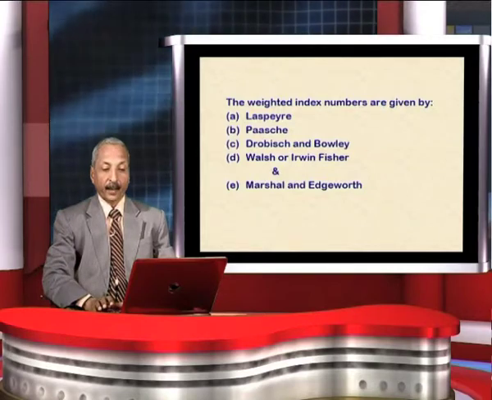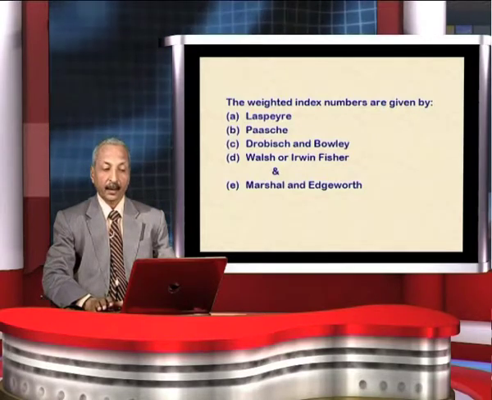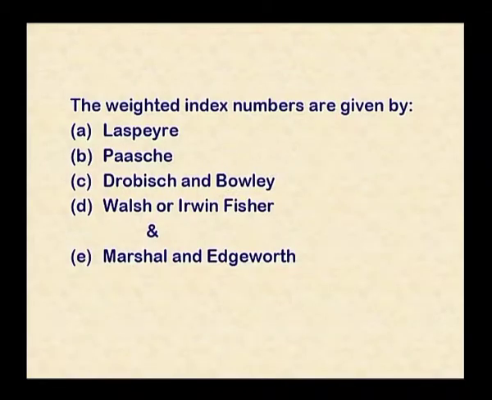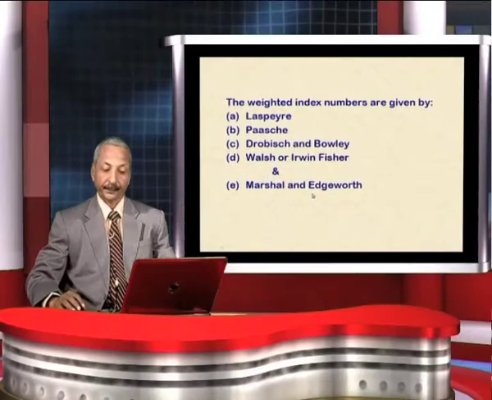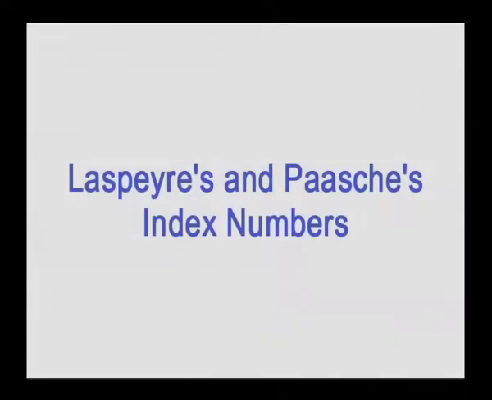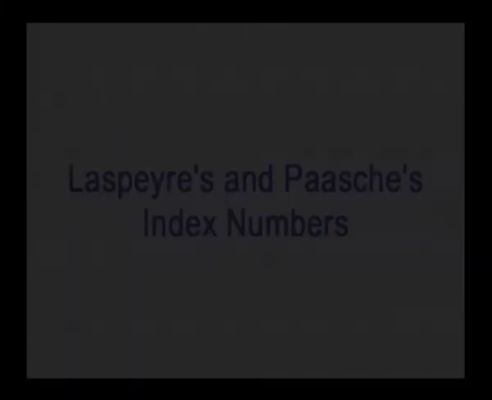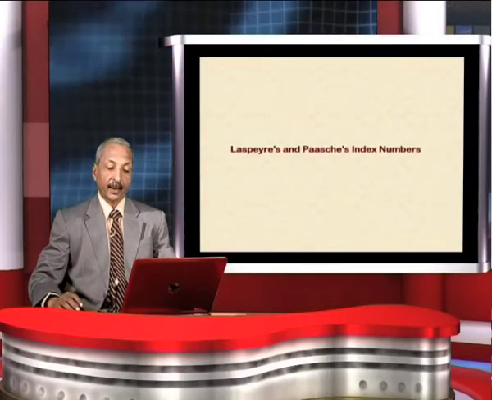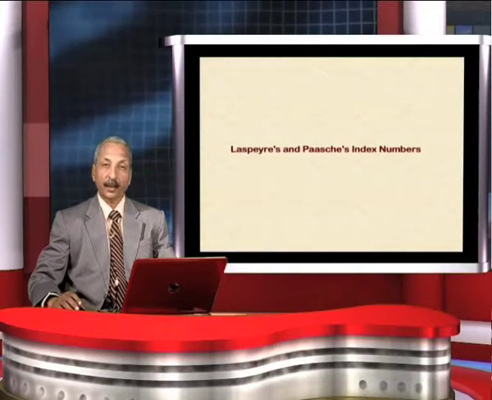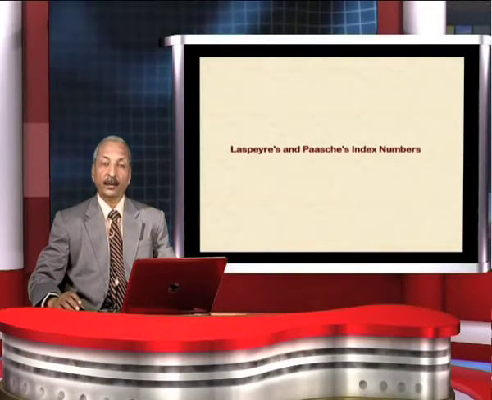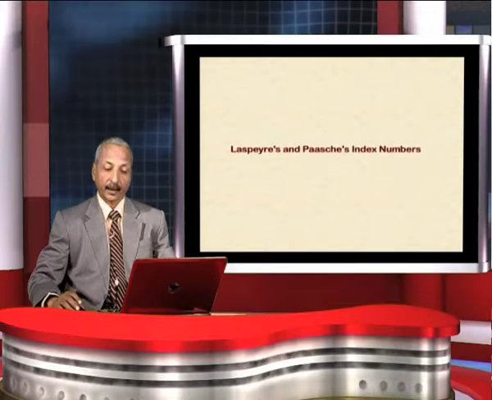The weighted index numbers are given by various authors. They are the Laspeyres, Paasche, Dorbish and Bowley, Walsh or Irving Fisher and Marshall and Edgeworth. Now, first we shall discuss Laspeyres and Paasche's index numbers and see how these index numbers are constructed.